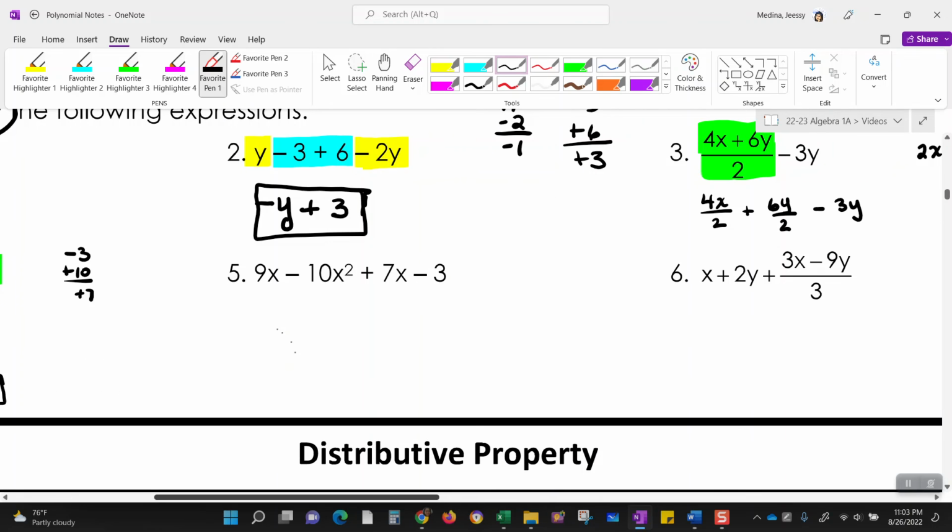This one, 9x minus 10x squared plus 7x minus 3. So technically we have 4 terms, right? The 9x, the -10x squared, the 7x, and the -3. Which of these terms are like terms? So it's going to be this one, and it's going to be this one.